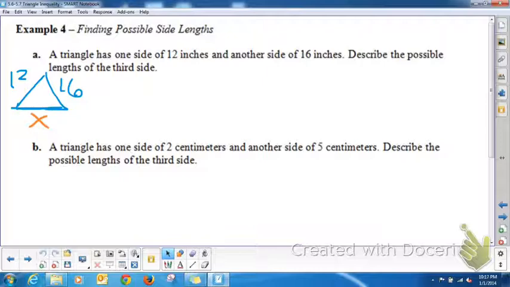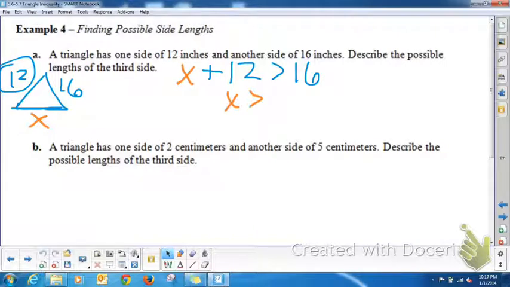I do know this, that side, which I don't know, plus the next smallest side, 12, has to be greater than the third side, 16. Because if that's the smallest side or even the medium side, it has to add together to be greater than 16. So x has to be greater than 16 minus 12, which is 4. x has to be greater than 4. It can't equal 4. It has to be greater than 4.